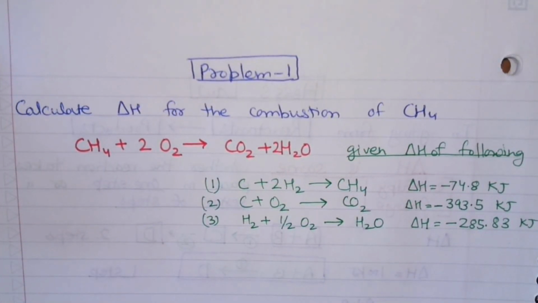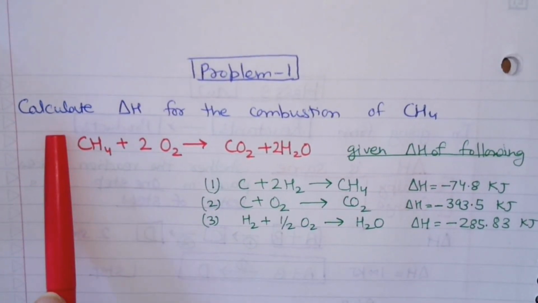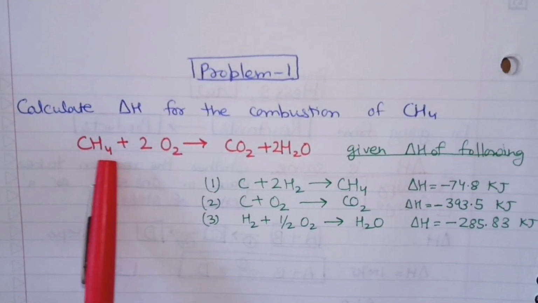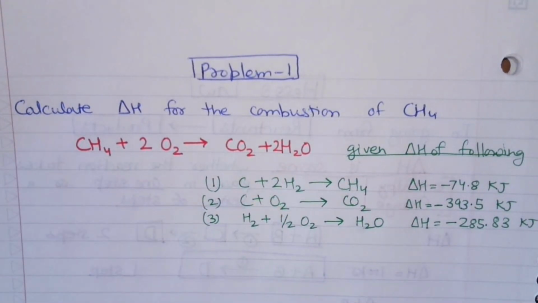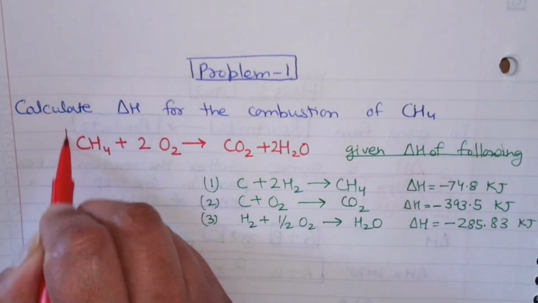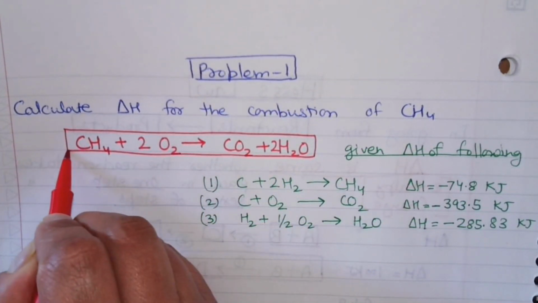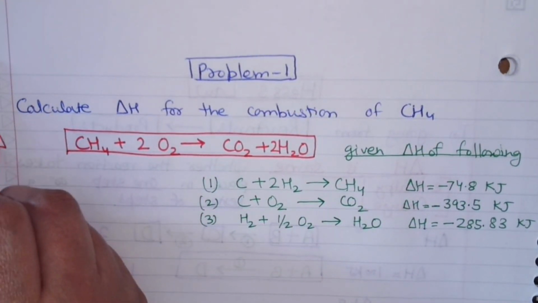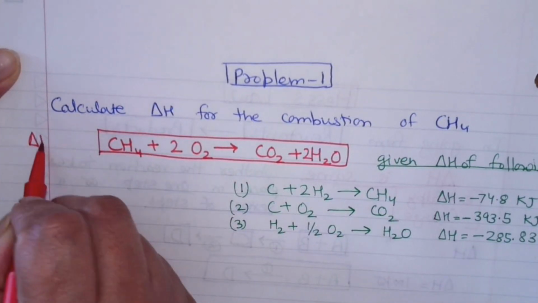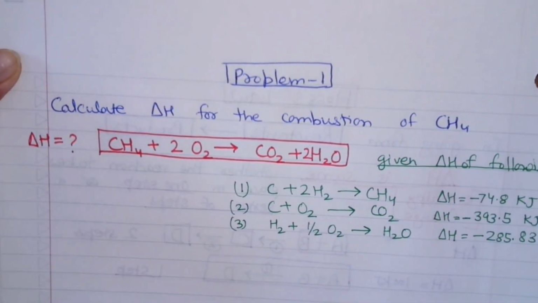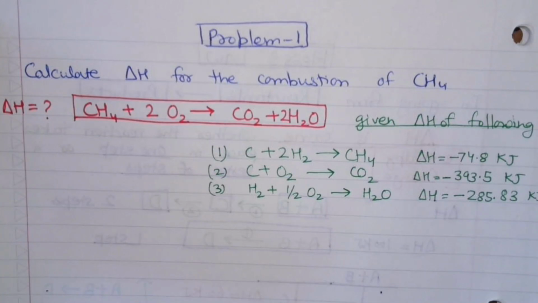So for example, you are asked to calculate the heat of this reaction, the combustion of methane gas. So this is the reaction that you are given, and you are asked to solve for delta H of this reaction, right? So how do I do that?